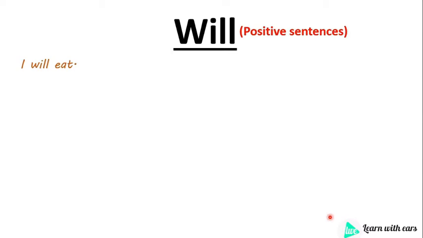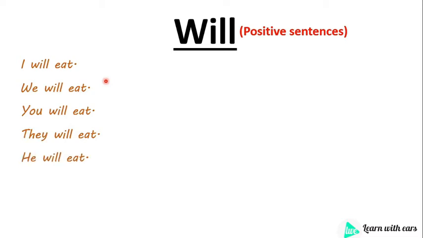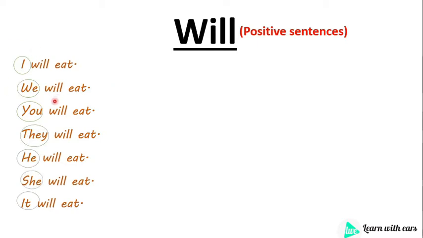Here is a sentence: I will eat, okay? I will eat. We will eat. You will eat. They will eat. He will eat. She will eat. And it will eat. Okay? So here, these are subjects. I, we, you, they, he, she, it.